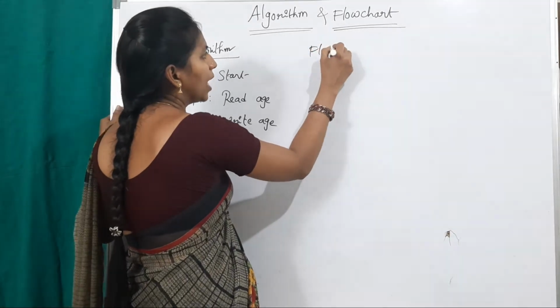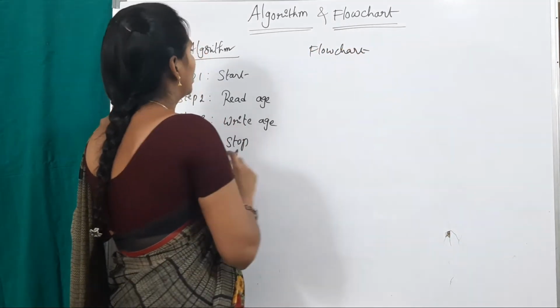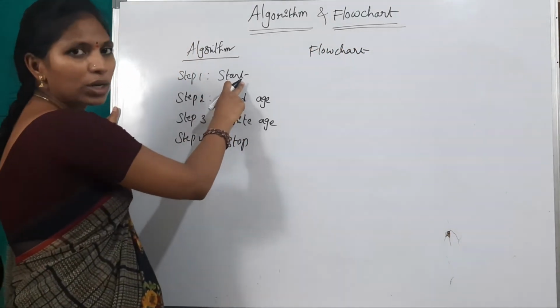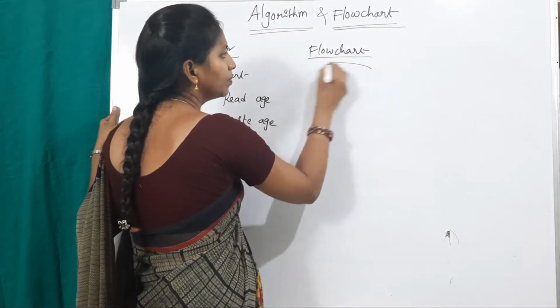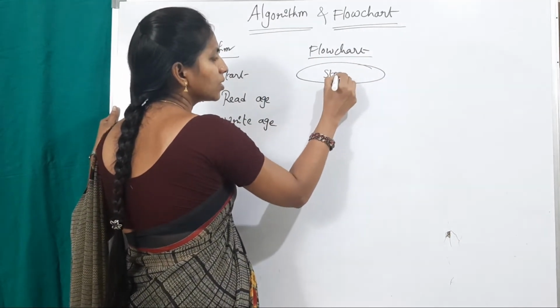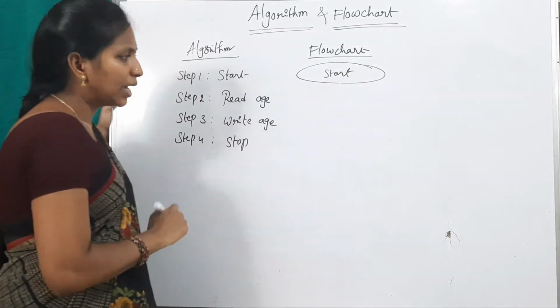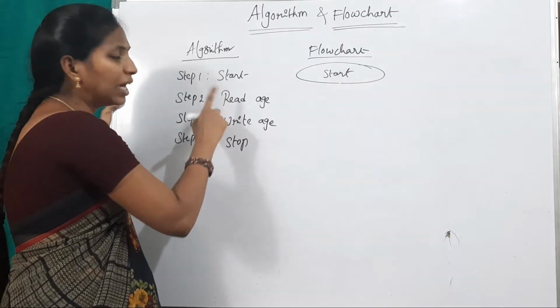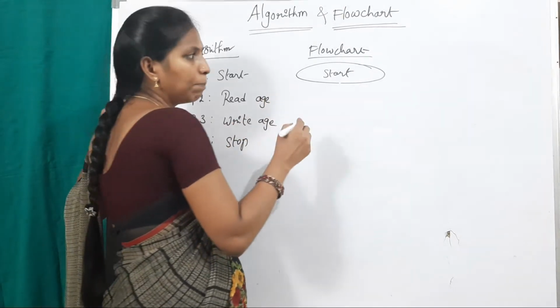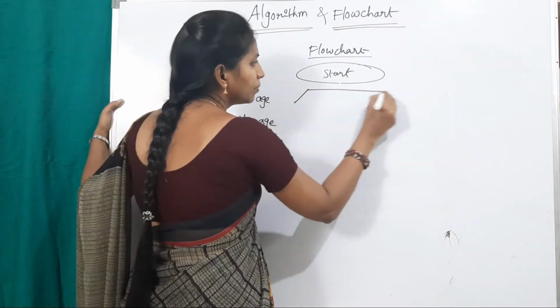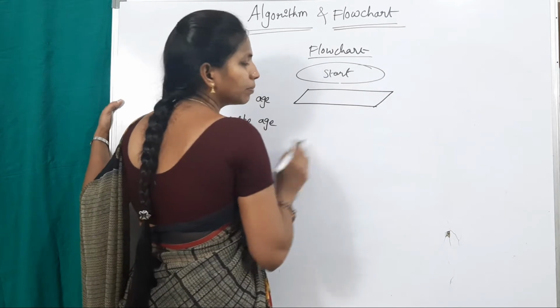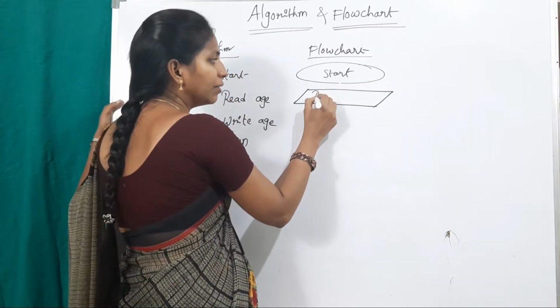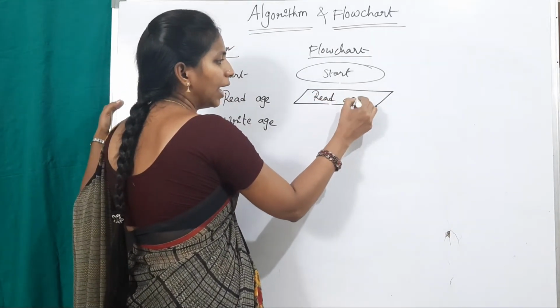Now, see flowchart. For start, what is the symbol? Oval. This is for start. And next, read means input. For input and output, what is the symbol? Parallelogram. For read age.